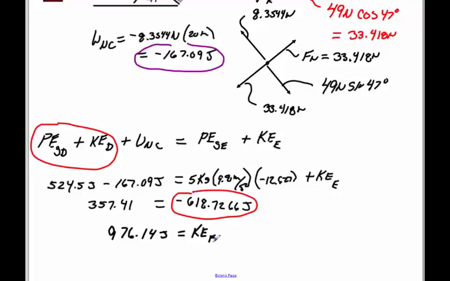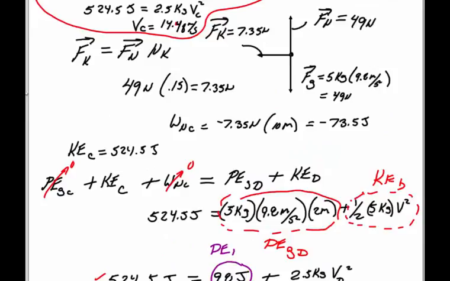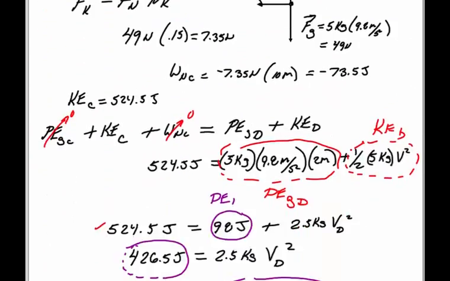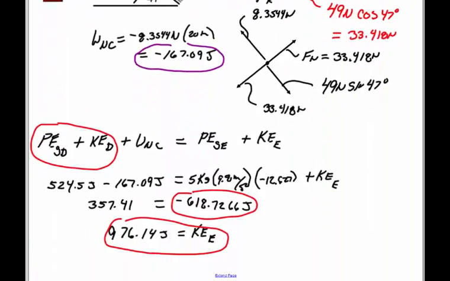Again, that's kinetic energy at E. So this is the kinetic energy I have at E. This is the gravitational potential. So let's go check that value there. The gravitational potential I have at E is going to be negative 618.73, which I believe I had. That is what I have, and 976.14. Again, go down and just check those numbers and exactly what I got.